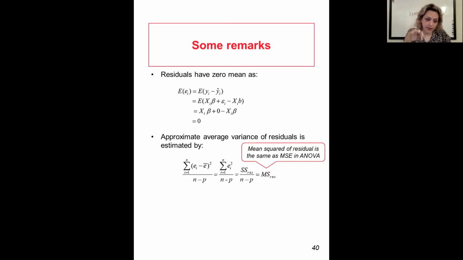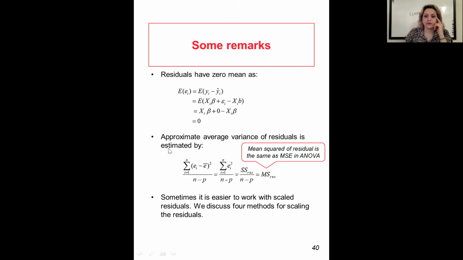So we would look at the MS of the residuals, the mean square of residual. It's the same as the mean square of the error, the same as MSE in ANOVA. As I said, here you can have SSE. You might see that in some books they write it as residual sum of squares, RSS. It's different from SSR, the sum of squares of the regression, so be careful. And then divided by n minus p.